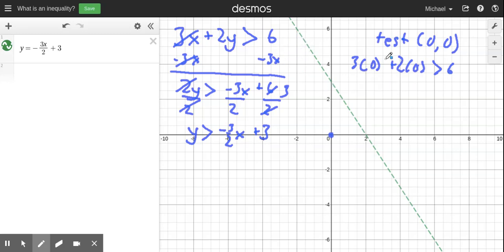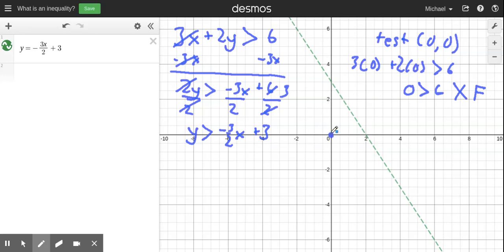So we can solve out the left-hand side. 3 times 0 is 0. 2 times 0 is 0. 0 plus 0 is 0. So on the left side I get 0 greater than 6. Is that true or not? Is 0 greater than 6? No, that's false.